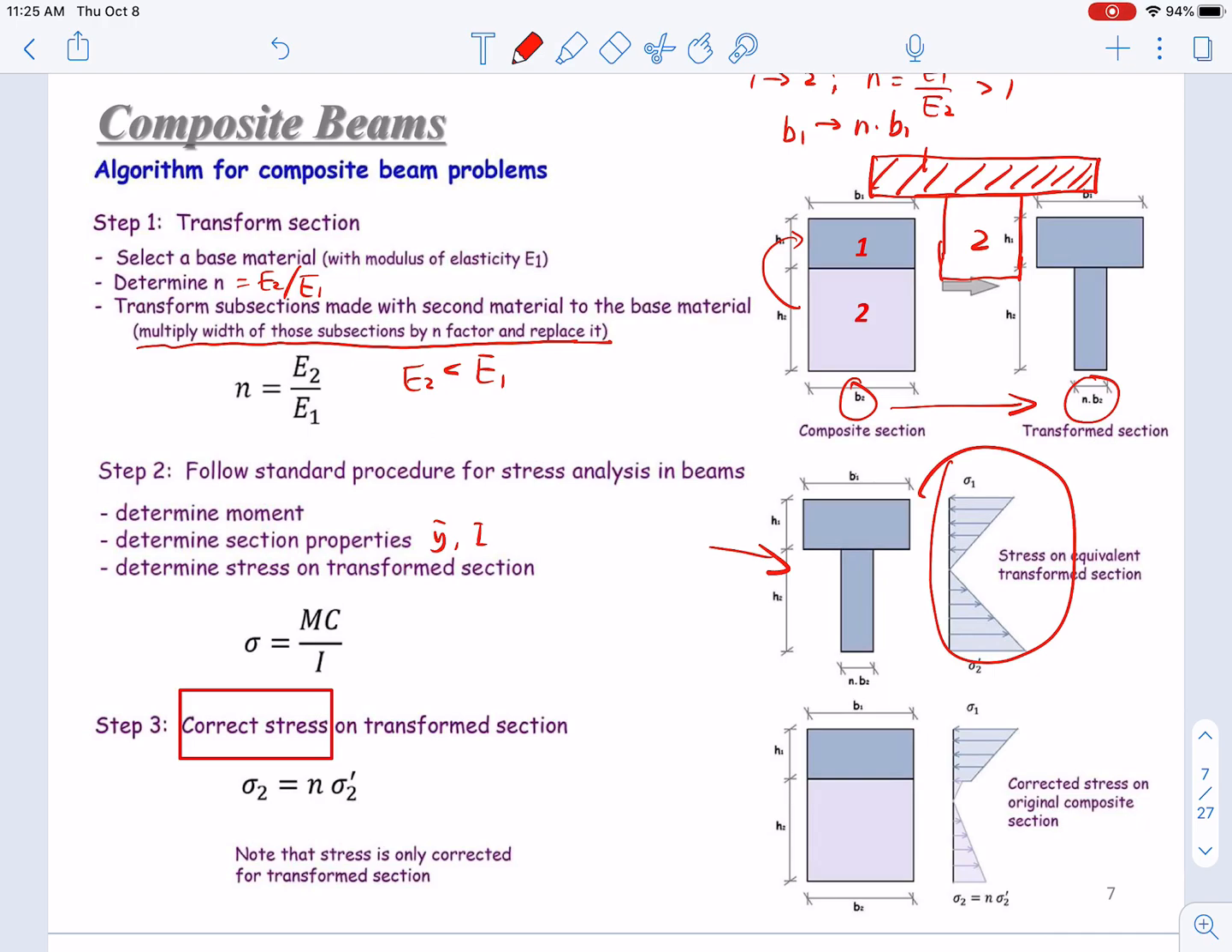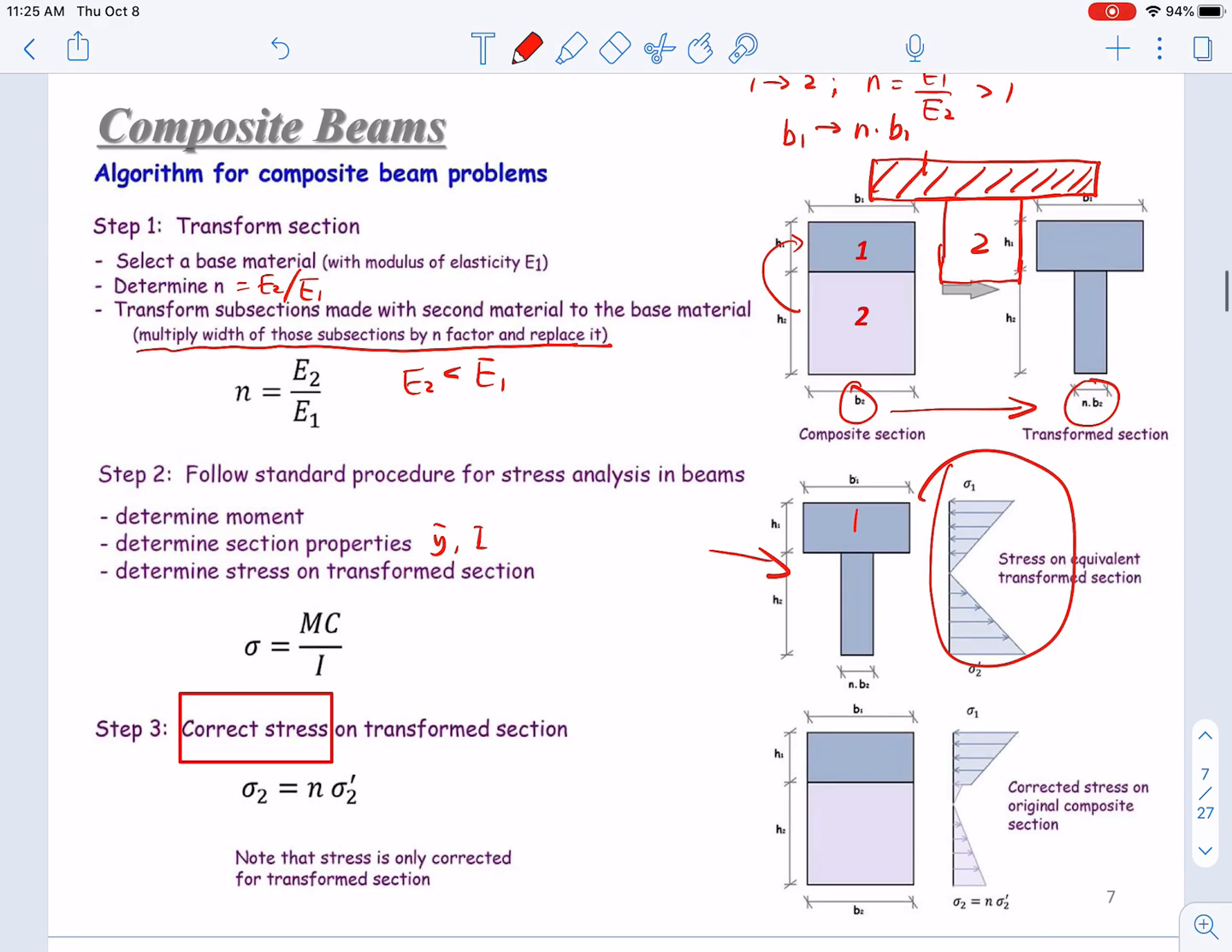But in the last step, we need to correct the stress on the transformed section. The base section 1 will not need to be changed, but section 2 needs to be transformed back. The calculated stress sigma 2 prime needs to be transformed back to sigma 2 by multiplying by the factor n.